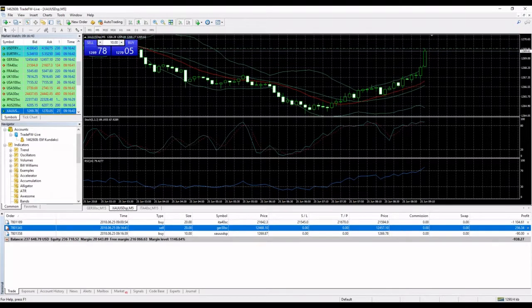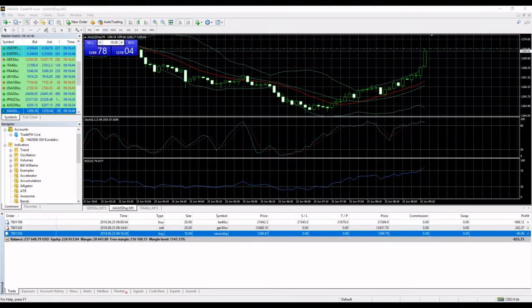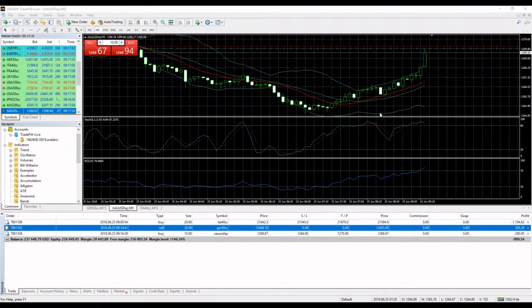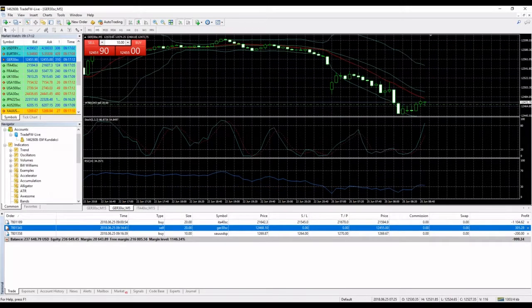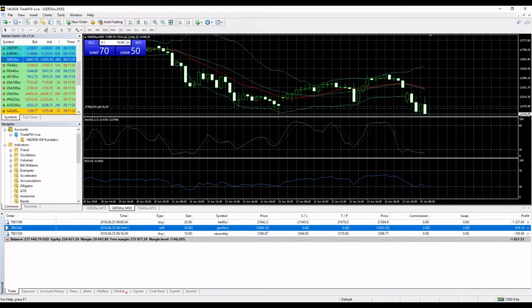There we go. We bought gold, and I will put my take profit again, not very high. I will put it at 1,270. And my stop loss I will put at 1,264. There we go. And now on DAX, it's still without a take profit and a stop loss. Yes, we put it also here. There we go. We put a take profit and a stop loss.